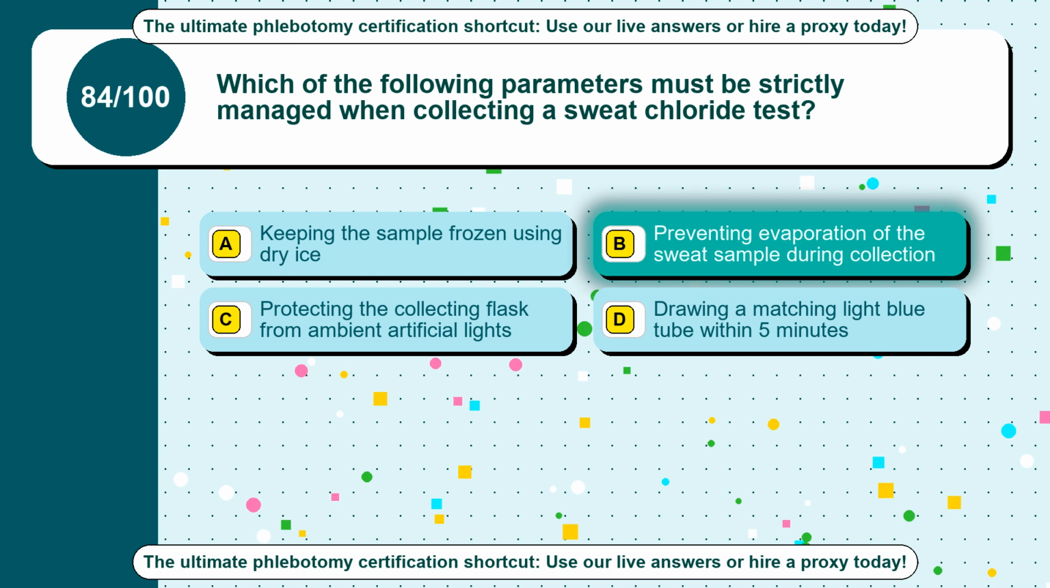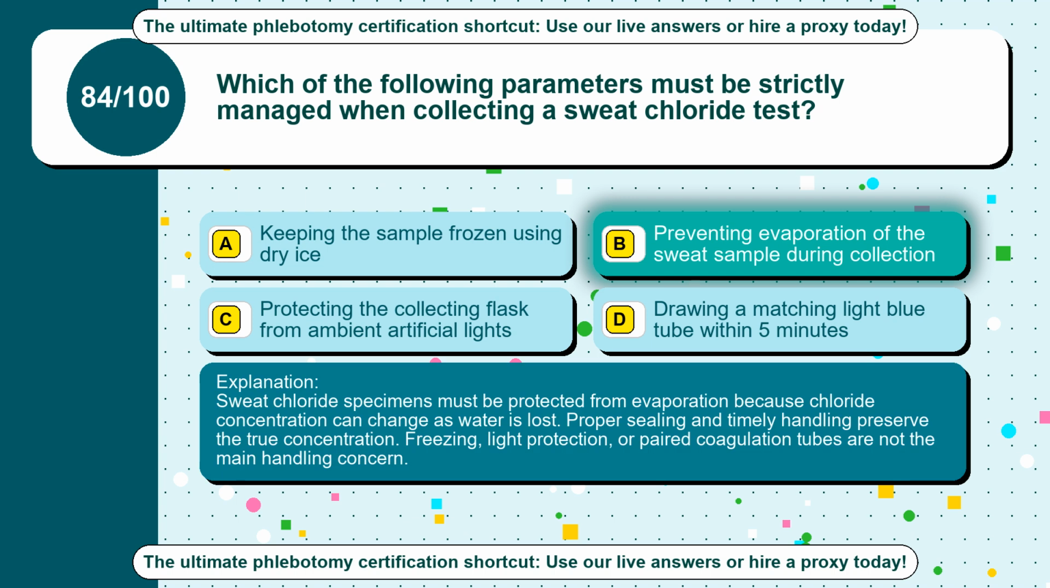The correct answer is option B, preventing evaporation of the sweat sample during collection. Sweat chloride specimens must be protected from evaporation because chloride concentration can change as water is lost. Proper sealing and timely handling preserve the true concentration. Freezing, light protection, or paired coagulation tubes are not the main handling concern.